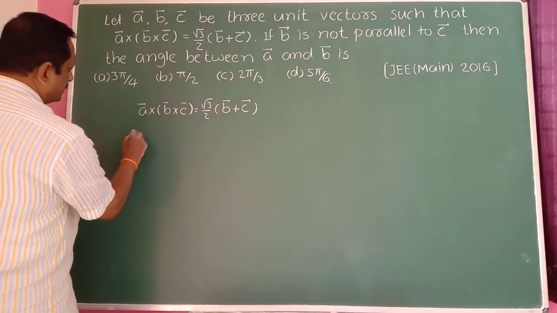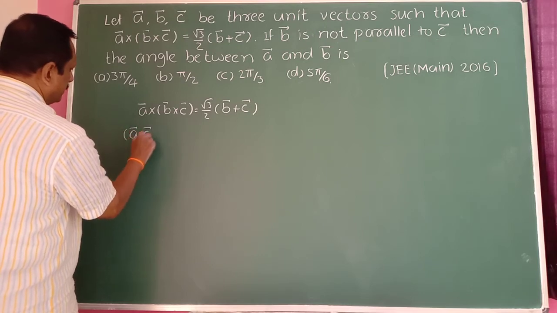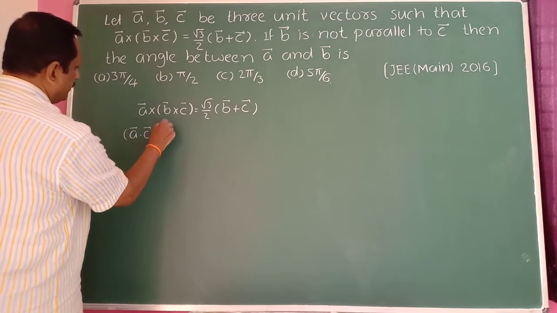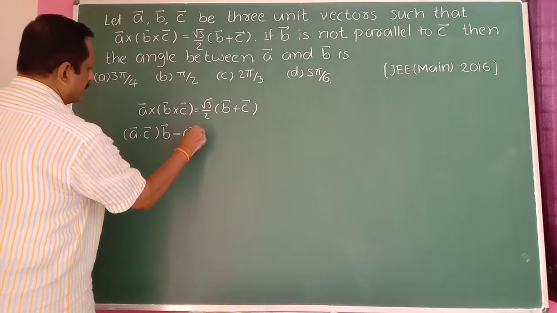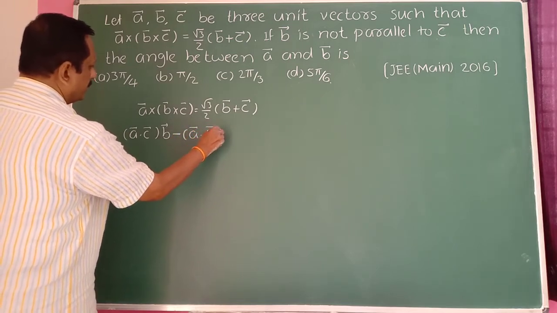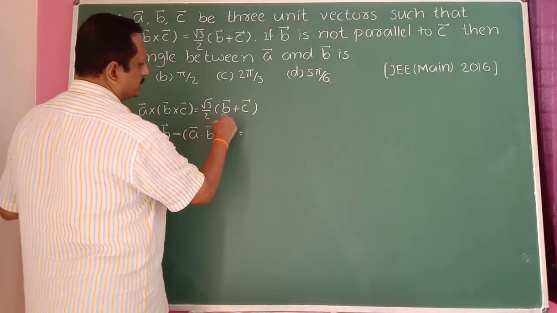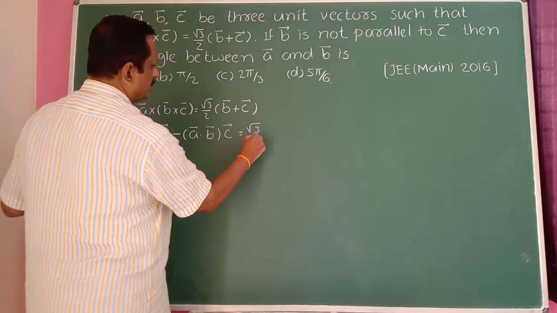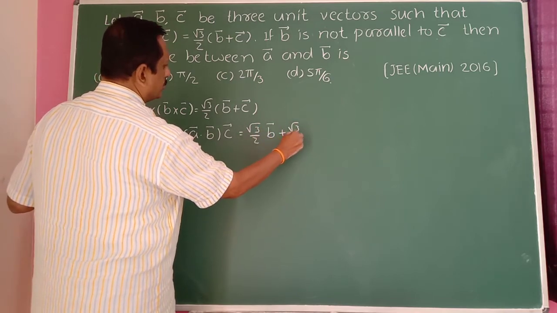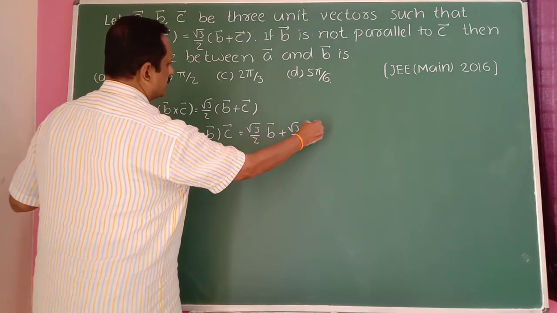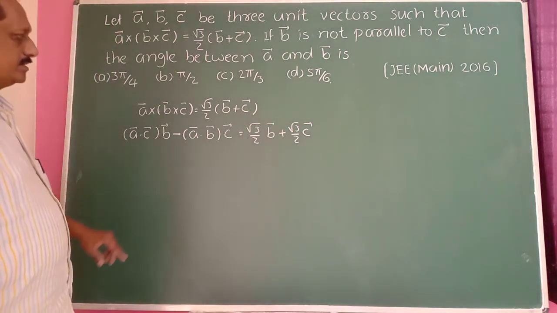A bar dot C bar into the vector B bar minus A bar dot B bar into the vector C bar is equal to root 3 by 2 into B bar plus root 3 by 2 into the vector C bar. Then equating B bar and C bar coefficients.